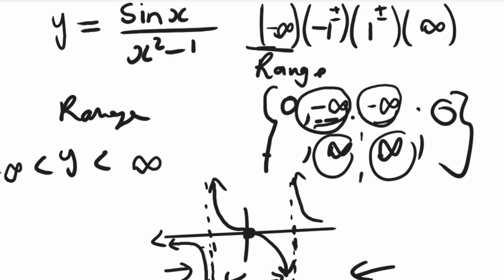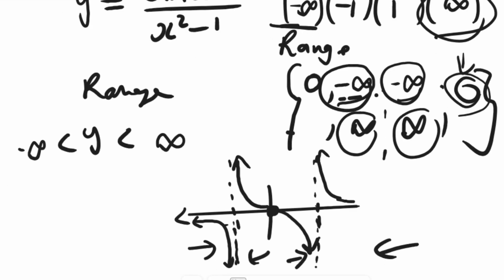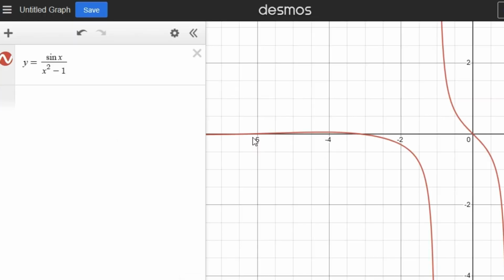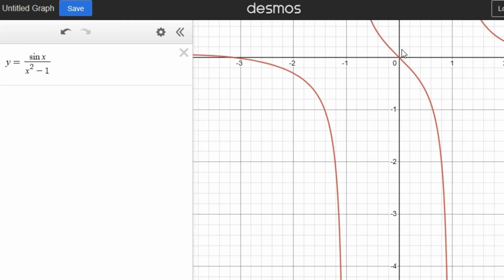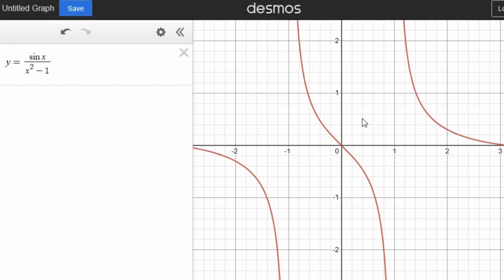And as we go to infinity, the function goes to 0. The function wants to become 0. It approaches the line y equals 0, that is our x-axis. And therefore, the function looks something like this. Okay? I'll just show you now in a moment. There's the function.